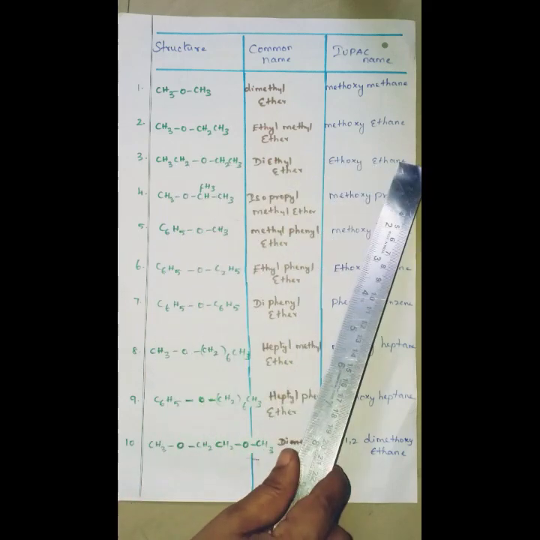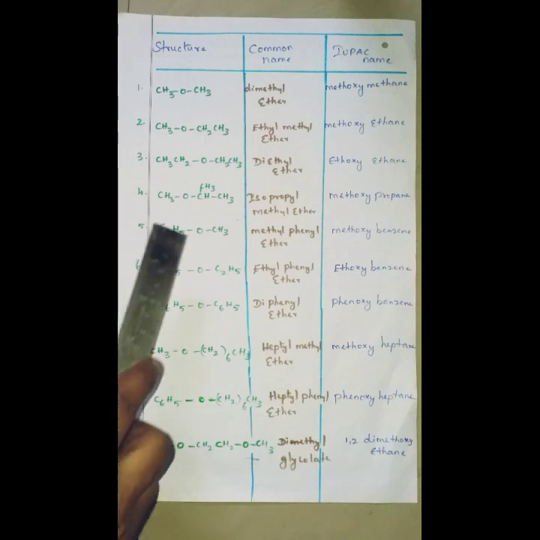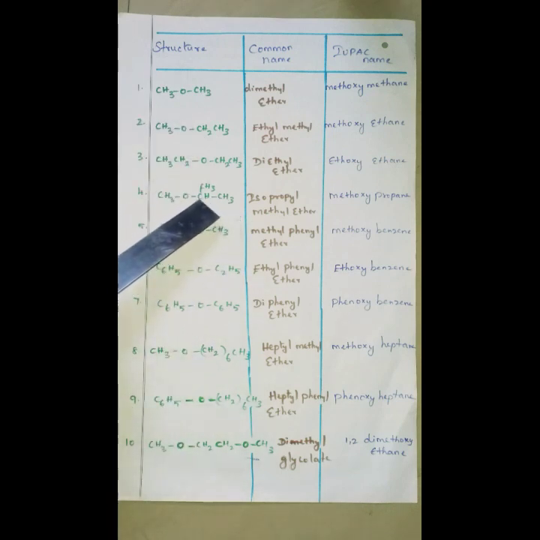Second, here the third structure, both the groups are the same. So ethoxyethane. Then here this is a methoxy group and this is a chain, that is propane. 3 carbons is the root word. So 1, 2, 3.